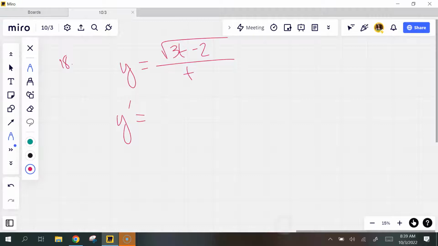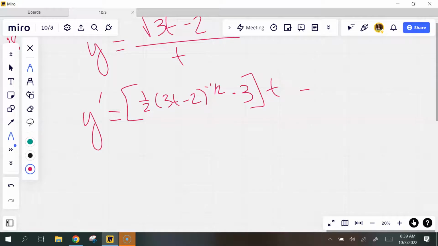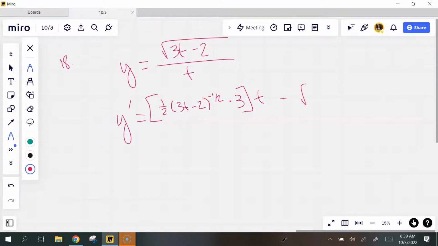Okay, I did quotient. Derivative of the top, which is 1/2 times 3t minus 2 to the negative 1/2, chain it, times the bottom, minus the top times the derivative of the bottom, which is just 1, all over bottom squared.